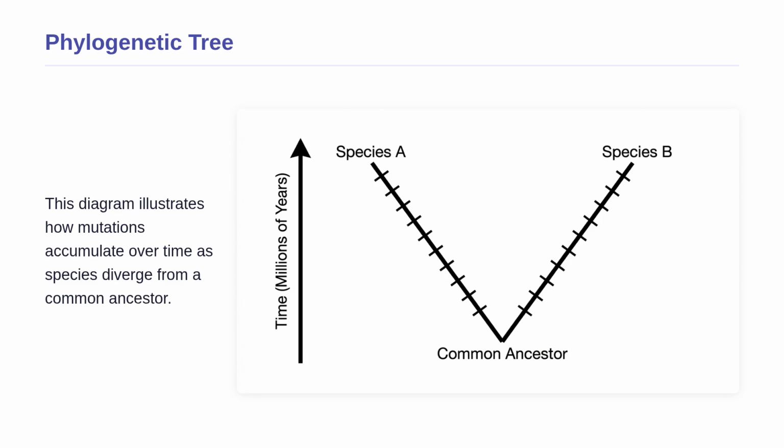Notice the small perpendicular tick marks along both branches. Each of these marks represents a single neutral genetic mutation accumulating at a steady rate over time. This diagram beautifully illustrates how both lineages evolve and mutate independently after they split.